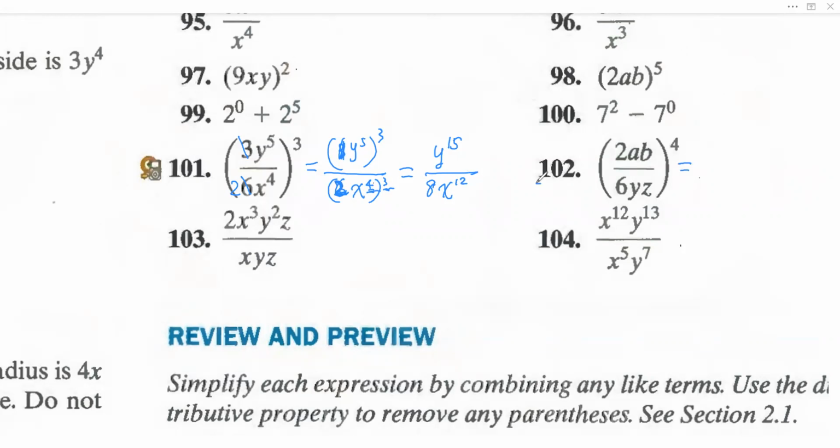All right, let's move on. 102. So we factor first. So here became 3. Each of the numerator and denominator needs to be raised to the power by itself. The bottom 3 to the power 4 equals what? 3 squared times 3 squared, so you got 81, right? y to the power 4, z to the power 4.